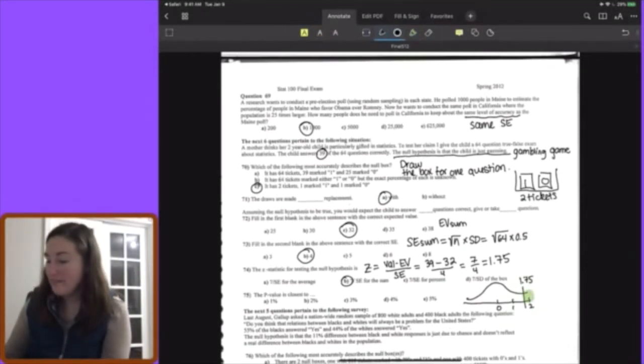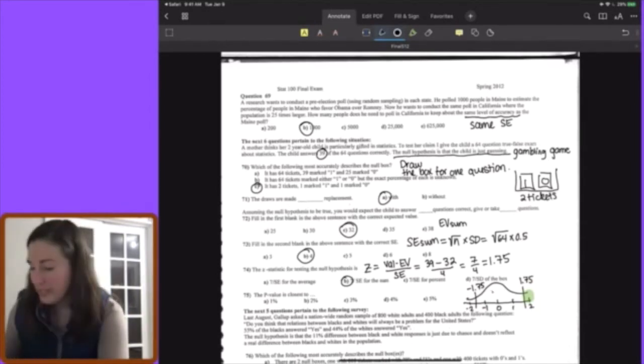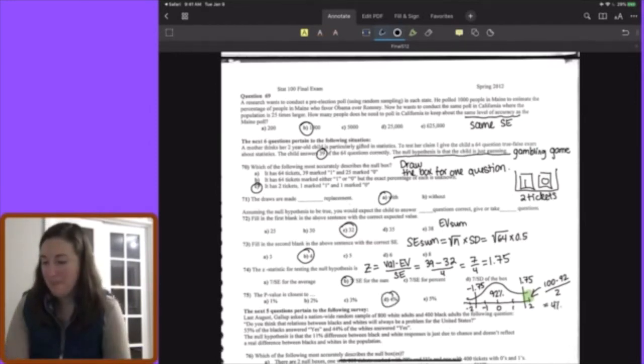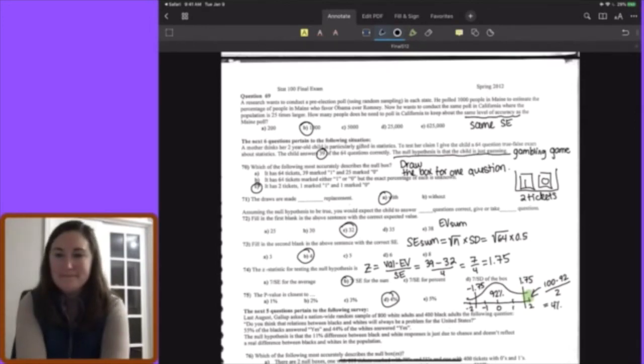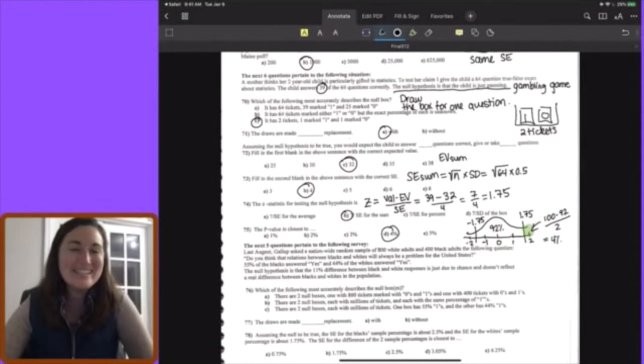And to go ahead and find that, I'd need to find the middle area between negative 1.75 and positive 1.75. And that ends up being 92% if I look it up. So my tail is going to be 100 minus 92 divided by 2. So my p-value is 4%. It is less than 5.